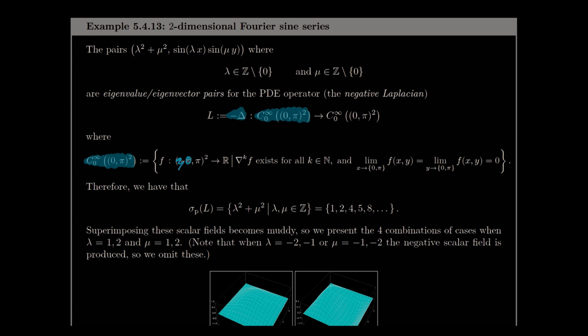It's functions from 0 to pi squared into R, for which the gradient exists for all k. That's what the infinity means. And then in particular, what does the sub-0 mean? This means that the limit at the boundary equals 0, or in other words, the boundary value is 0. So on the entire boundary of the square 0 to pi squared, I need a boundary value of 0. That's what the sub-0 in my C means. And so we're asking questions about this operator, negative Laplacian, specifically on smooth functions which are 0 on the boundary.